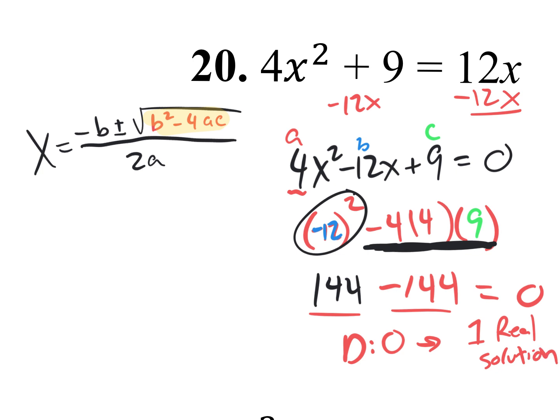Now, if you actually wanted to find out what that one real answer is, you would have to use the entire quadratic formula. The discriminant ends up being 0. So the square root of 0 is 0. So when you add 0 or subtract 0, it gives you the same answer that you had before. But you'd have to do the whole thing to find that answer.